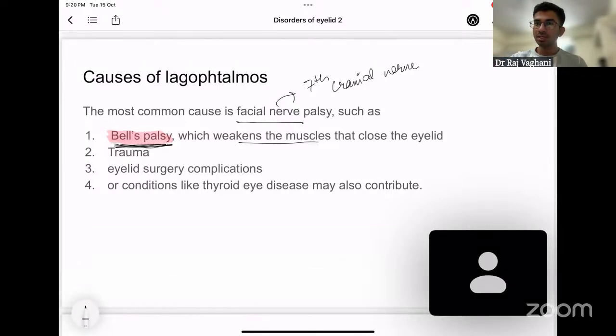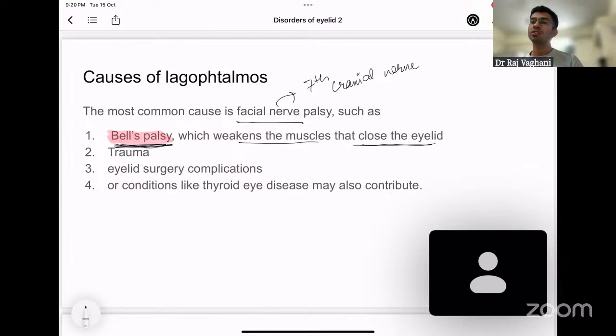It weakens the muscle that closes the eyelid. Our eyelids have muscle, that's why they are able to move. And if the eyelid muscles have become weakened, that means the muscle cannot move properly, and if the muscle cannot move properly, our eyelids cannot cover our eyes. Okay, so that is Bell's palsy.